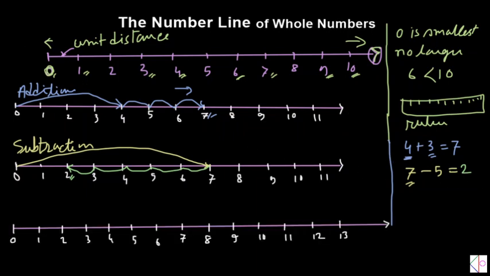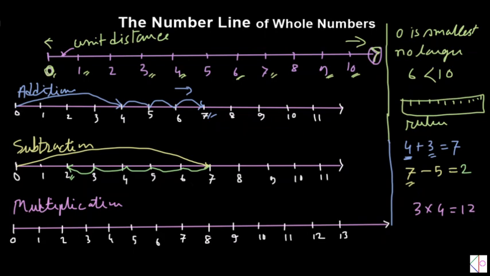Next one is multiplication. What happens in case of multiplication? How can we represent it? Let us take two values, that is 4. Okay, 3 times 4 equals how much? 12. We know the value 12. Let us find it out using the number line.